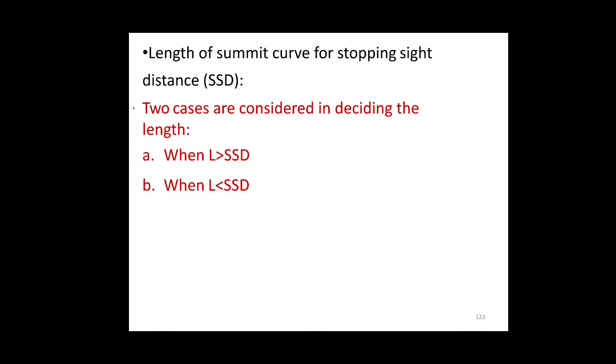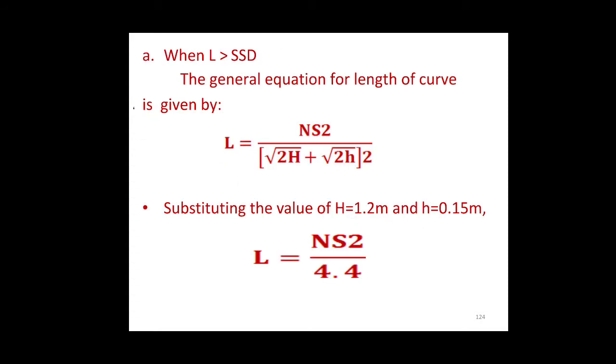The first case, when the length L is greater than the stopping sight distance. And second, when the length L is less than the stopping sight distance. So when L is greater than the stopping sight distance, the length of the parabolic curve is given by L equals to NS square upon the bracket under root of 2H plus under root of 2h bracket complete square.